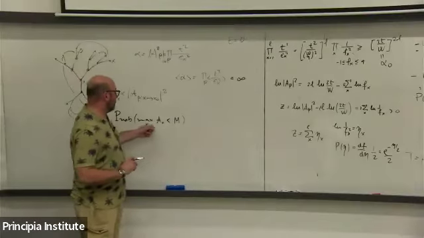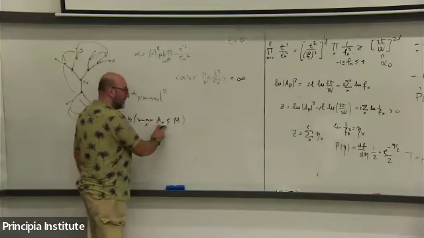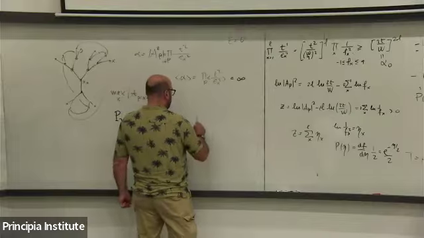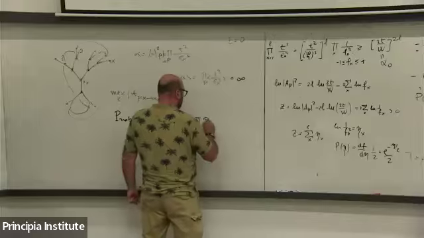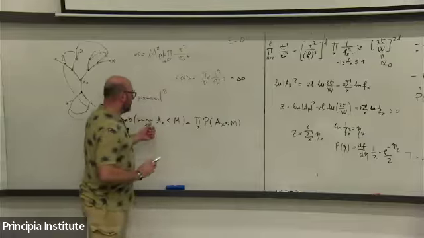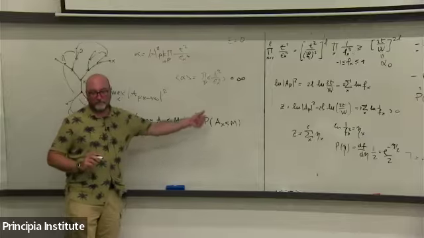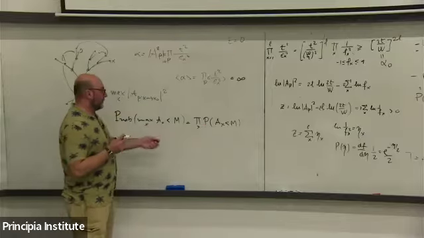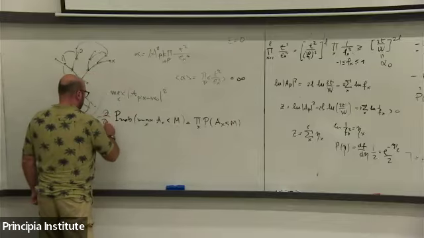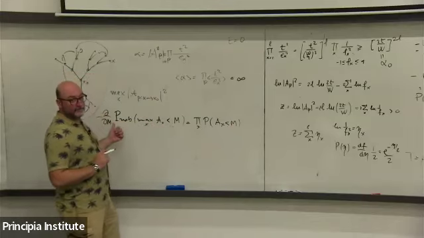So the probability that the maximum of the n variables is less than a given number m is equal to the product of the probabilities that all these variables are less than m. So the CDF of the maximum is the product of the cumulative distribution functions of the variables. If you want the probability distribution of the maximum, then you take the derivative with respect to the upper bound, okay? And you get the probability distribution of the maximum.